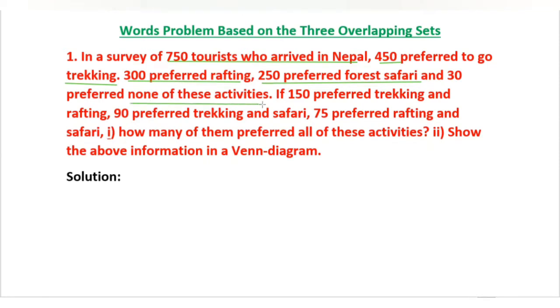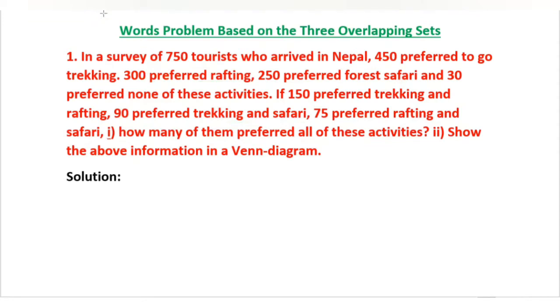So this will be your complement in terms of sets. 150 prefer trekking and rafting, 90 trekking and safari, 75 prefer rafting and safari. How many of them prefer all these activities? This means we need to find the intersection, and show the information in a Venn diagram. I guess you understood.